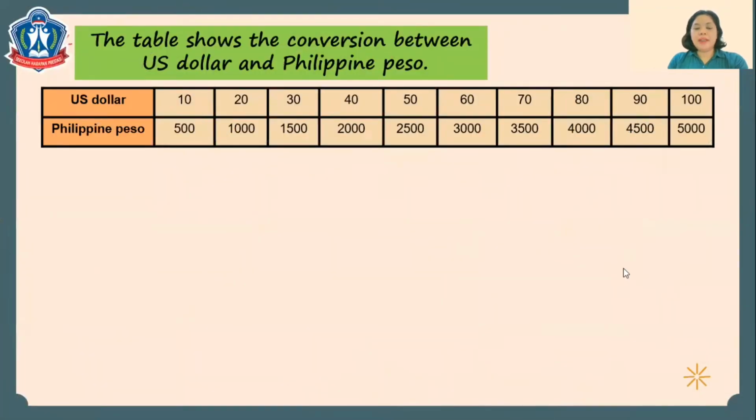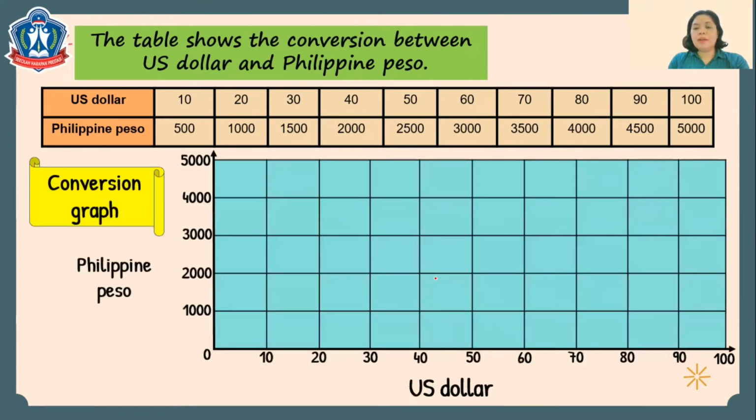Another example is another line graph. I have here a table showing the conversion between US dollar and Philippine peso. So this is a conversion of currencies. This is what we call a conversion graph because this graph is showing the relationship between two units of measurement, and that is two currencies, the US dollar and the Philippine peso.